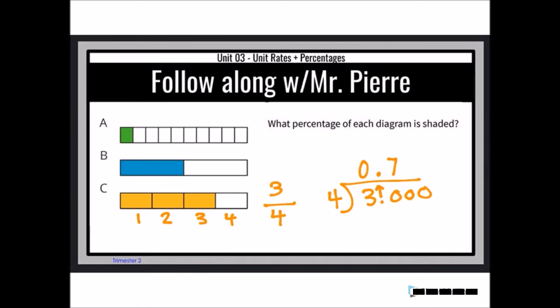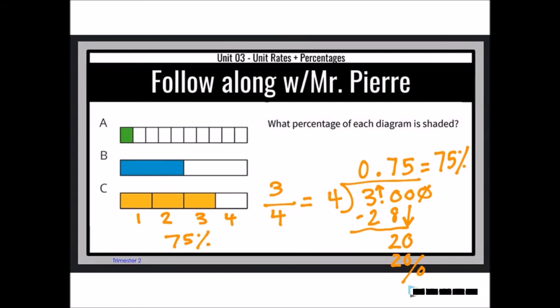Well, that would be 7 groups, because 7 times 4 gives us 28. Subtract that, we get a remainder of 2. Bring down the 0. How many groups of 4 can we subtract from 20? Well, that would be 5. 4 times 5 is equal to 20, and we're left with 0. That means we don't need this last 0. So 0.75 is what 3/4 is equal to. And how do we convert a decimal into a percent? Well, we multiply that times 100, then add the percent sign. And that's equal to 75%.